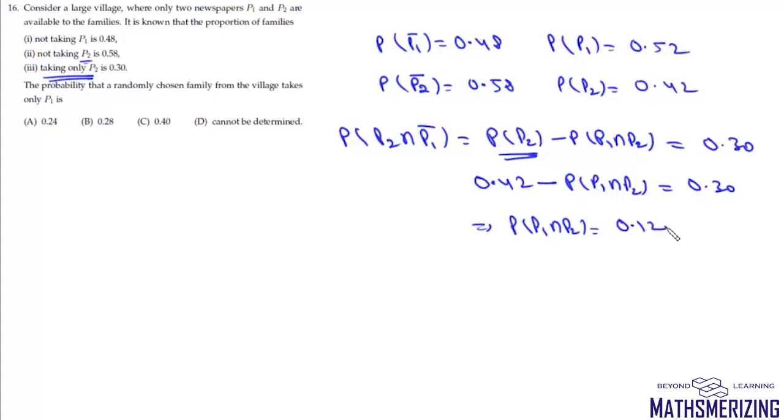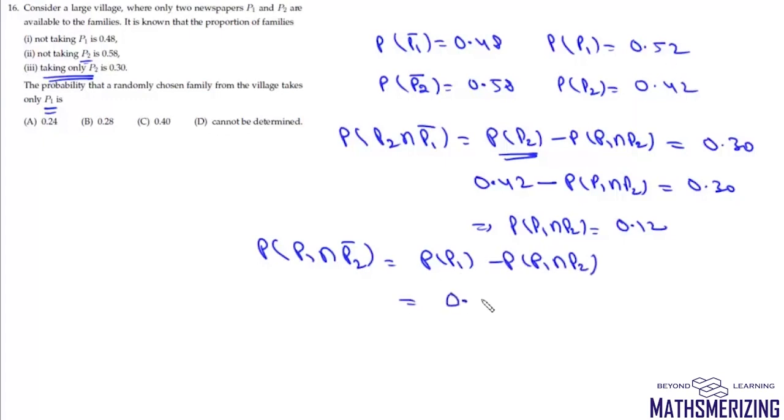Now we need to find the probability that a randomly chosen family from the village takes only P1. So that means we have to find probability of P1 intersection P2 not. So it will be probability of P1 minus probability of P1 intersection P2. So probability of P1 is 0.52 minus probability of P1 intersection P2, which is 0.12. So it will be simply 0.40, and that's your option number C.